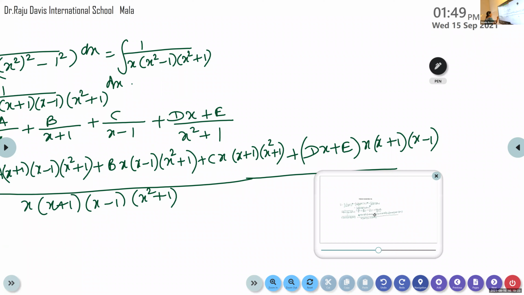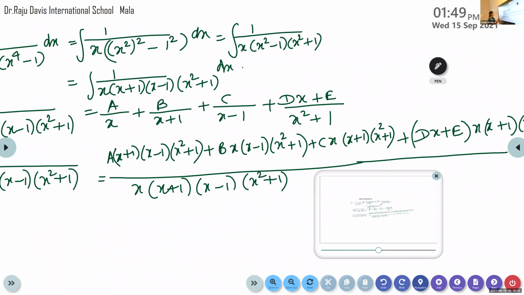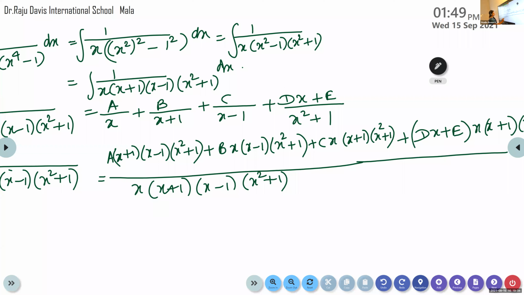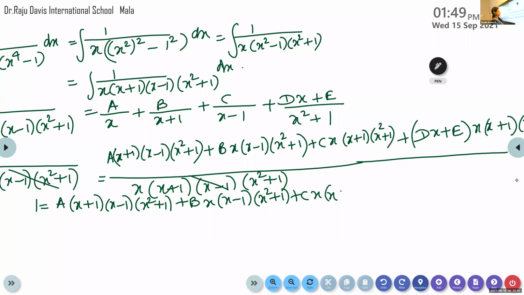Now what happened? The denominator will get cancelled. So we get 1 is equal to a into x plus 1, x minus 1 into x square plus 1, plus b into x minus 1, x square plus 1, plus c x into x plus 1 into x square plus 1, plus dx plus e into x plus 1 into x minus 1. No, it is x into x plus 1 into x minus 1, isn't it?